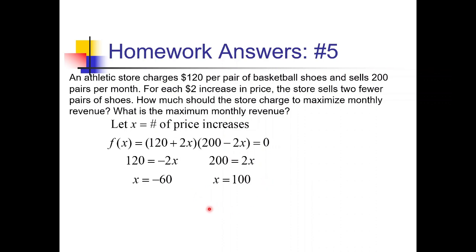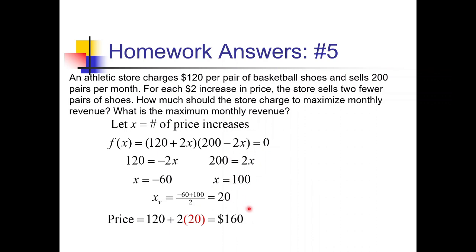So to get the vertex, let me average these x values together. So negative 60 plus 100 over 2. That's going to give me 40 over 2, which is 20. So 20 is the number of $2 increases that will maximize my revenue. What is that new price? Well, that's going to be 120 plus 2 times the 20 that I just found here. So 120 plus 40 gives me $160 for a pair of basketball shoes.